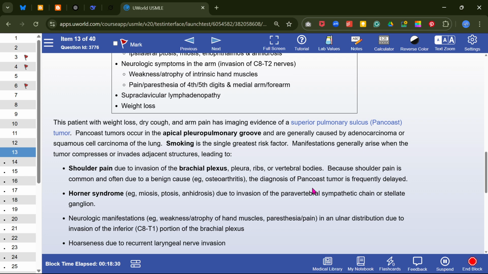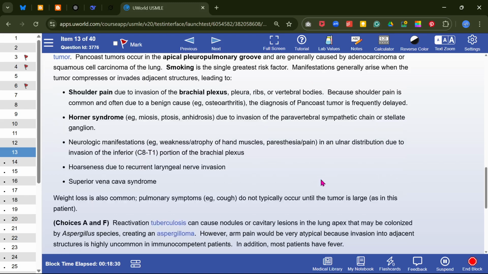Shoulder pain is due to invasion of the brachial plexus, pleura, ribs, vertebral bodies. Because shoulder pain is common and often due to benign causes like osteoarthritis, the diagnosis of Pancoast tumor is frequently delayed. Horner syndrome, miosis, ptosis, and anhidrosis, is due to invasion of the paravertebral sympathetic chain or the stellate ganglion. Neurologic manifestations, weakness or atrophy of the hand muscles, paresthesia, pain in an ulnar distribution, are due to invasion of the inferior portion of the brachial plexus, and hoarseness due to recurrent laryngeal nerve invasion and superior vena cava syndrome. Weight loss is common, and pulmonary symptoms like cough do not typically occur until the tumor is large.